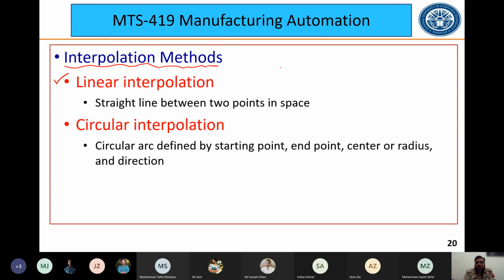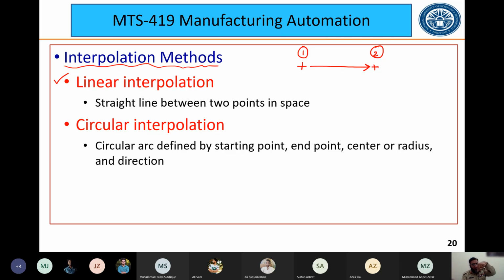So let us see that our tool moves from this location to this location. This is location number 1 and this is location number 2, and by this cross I mean the center of the tool is mentioned by this cross. So the center of the tool is actually mentioned by this cross.